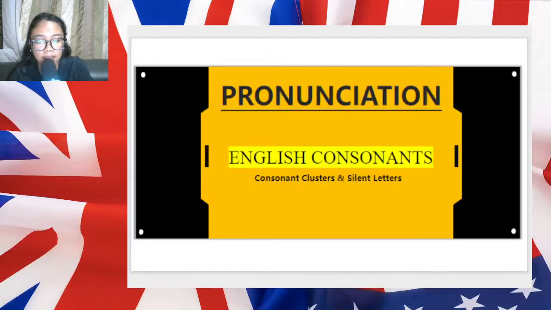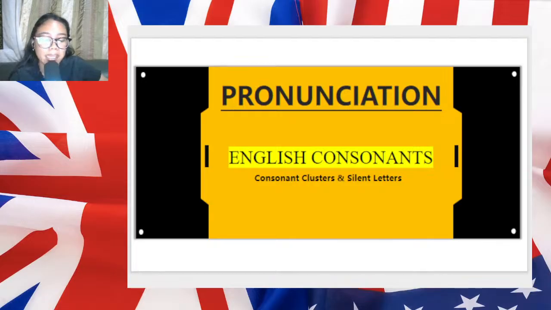All right, everyone, that ends our session for today. That's a wrap up. For today, we started our discussion on consonant clusters. For today's session, we've covered the initial consonant clusters.